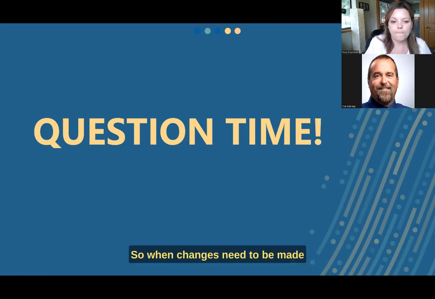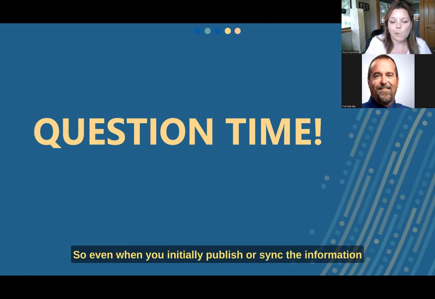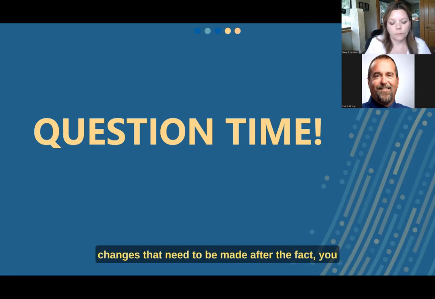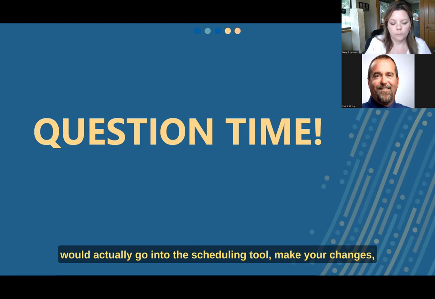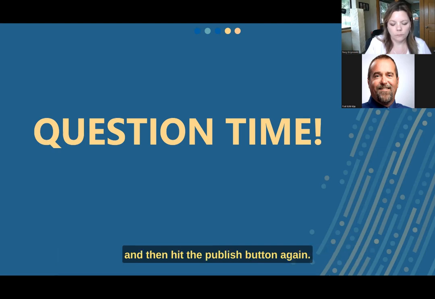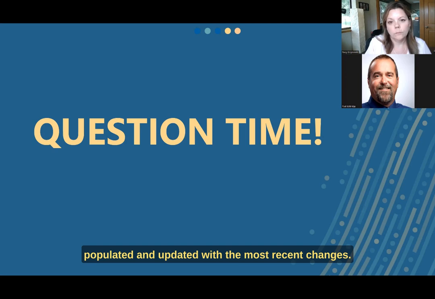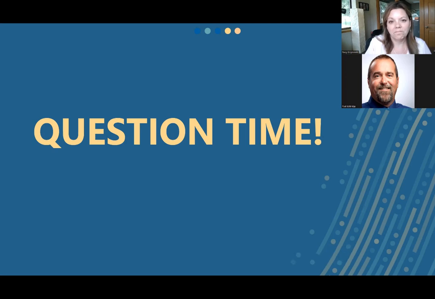So when changes need to be made to the schedule, that's all going to be done within the scheduling tool within CATALYST. So even when you initially publish or sync the information from CATALYST to the mobile event app, if there are changes that need to be made after the fact, you would go into the scheduling tool, make your changes, and then hit the publish button again. And then the mobile app sweeps that data on certain intervals, and the mobile app is populated and updated with the most recent changes.